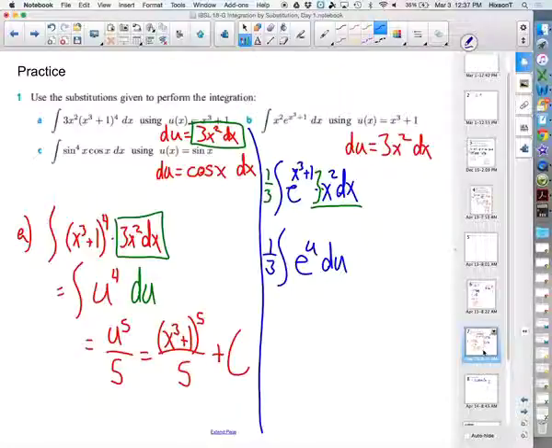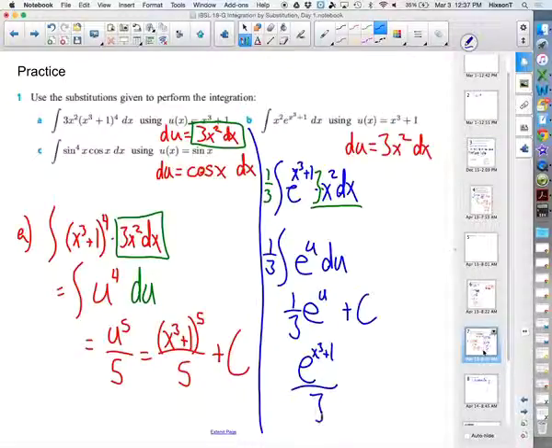What's the integral of e to the u? e to the u. So that's just e to the u. Now we'll substitute back in the u. We have e to the (x cubed plus 1) over 3 plus c.